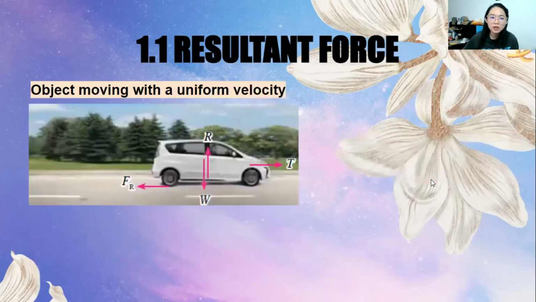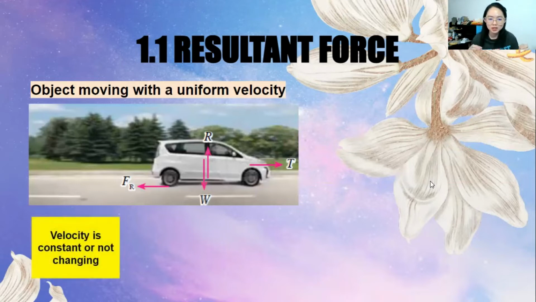Now, what if the object is moving with a uniform velocity? In this diagram, it shows everything. You have weight, normal reaction, thrust going forward, and also frictional force. It shows everything, but we have to analyze what actually happens here. When the object is moving with a uniform velocity, it means your velocity is constant and there is no change of velocity. For example, my car is moving at 80 kilometers per hour. The whole journey I'm only doing 80 kilometers per hour. I'm not changing my velocity.